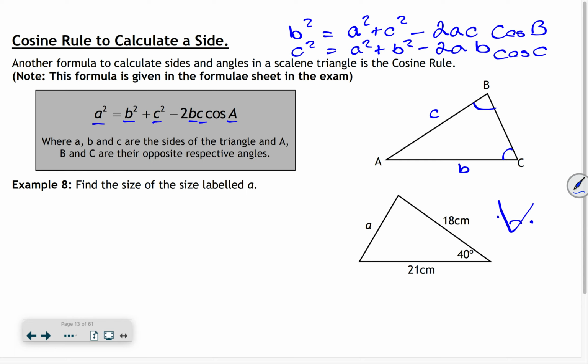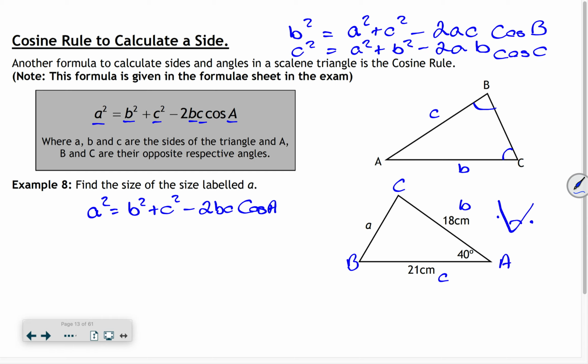So example 8 here says, I want to find the size of the side which is labelled a. So first thing we do is we label our sides and angles. So if that's side a, this will be angle A. If this is angle B, I'll call that side b. If this is angle C, I'll call that side c. Remember, it doesn't matter which way you call the letters. So copy out the formula. So it's a squared is equal to b squared plus c squared minus 2bc cos A.